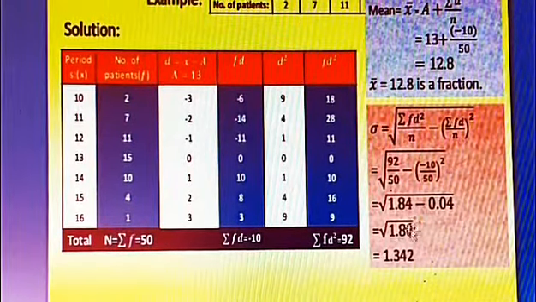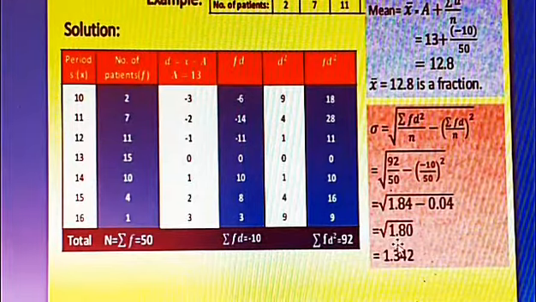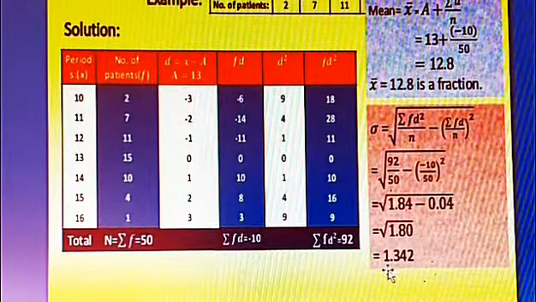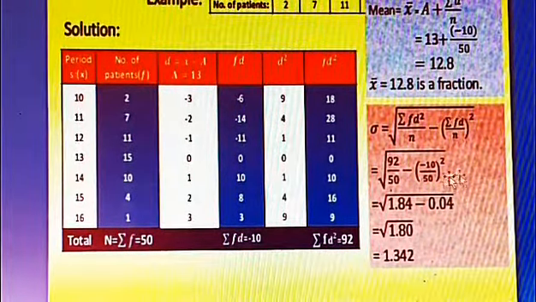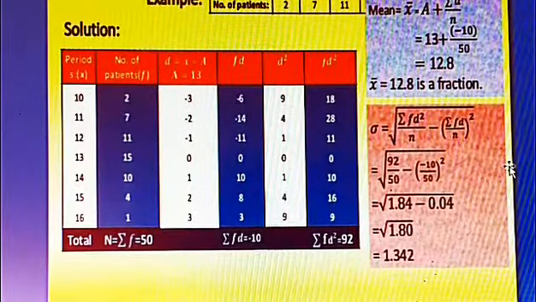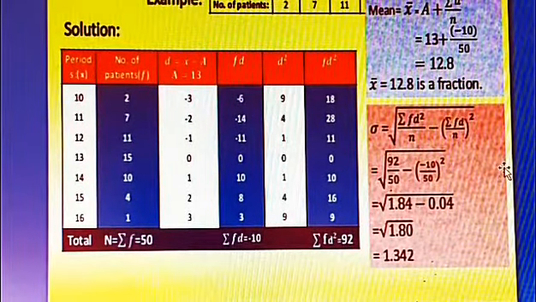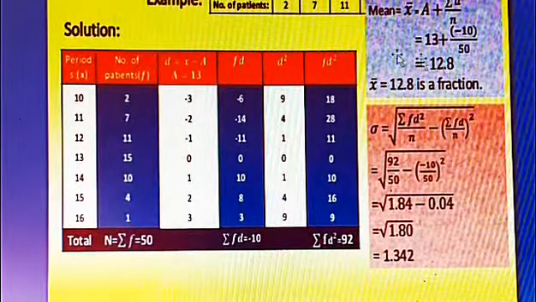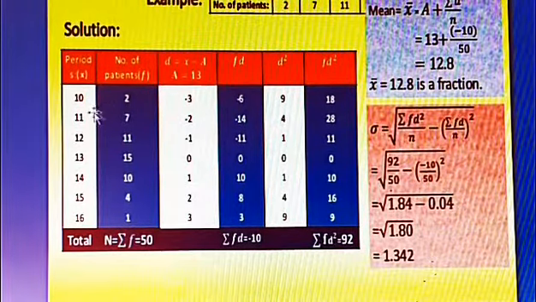So subtract these two, you will get square root of 1.80. So your standard deviation is 1.342. This is the answer. You can have a look. If the frequency is given, what you have to do?